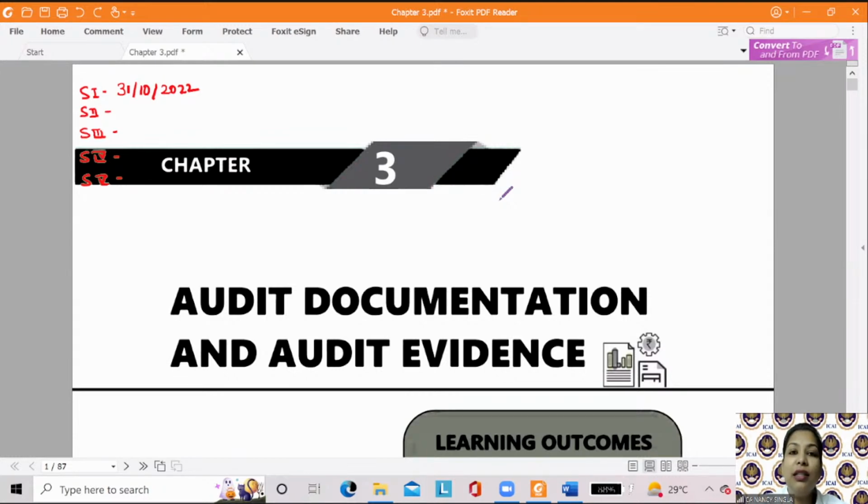So, students, before this session, with respect to the auditing and assurance subject, you have done chapter number 1 and 2. I hope that the concepts of both these chapters are clear to you. In case of any doubt, you can always send in your queries. Your queries will always be answered. Any doubts relating to the earlier chapters will surely be answered.